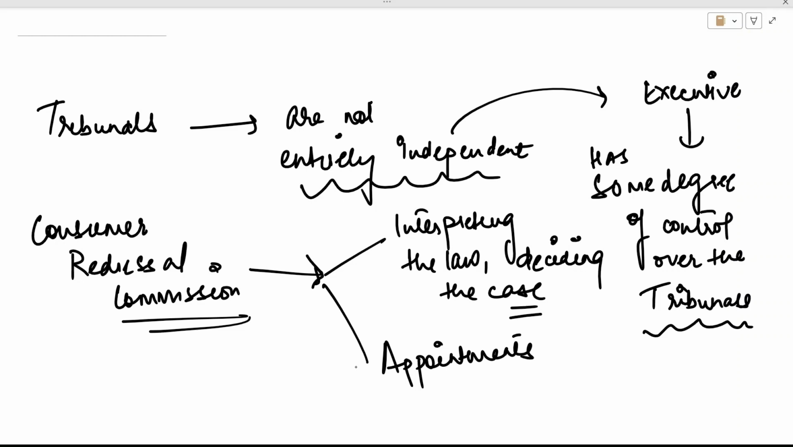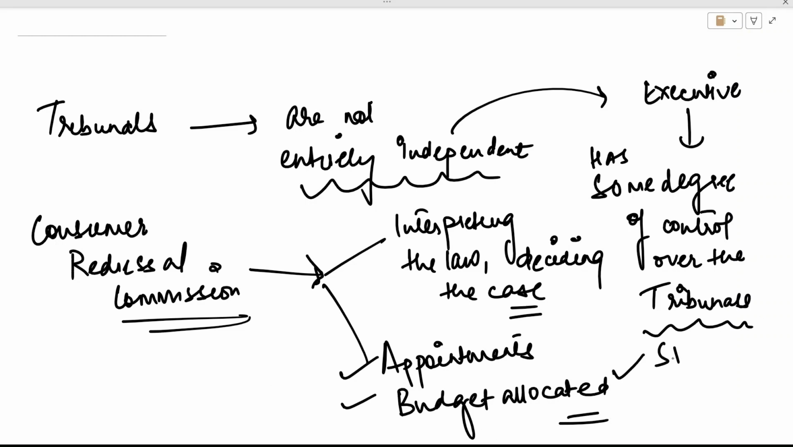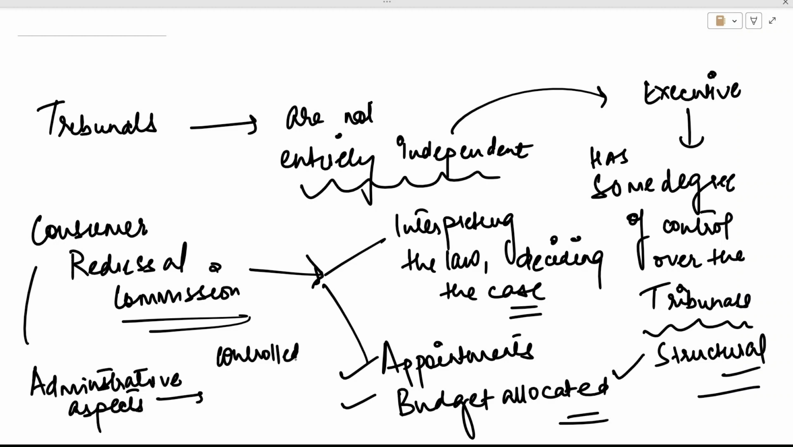But if you were to look at things like appointments in the Consumer Redressal Commission, or if you were to see what will be the budget allocation, how much budget will be allocated to them, they need some money to function, right? So how much budget will be allocated and how will they be spending that? Okay, if you look at structural aspects, for example, where will the principal bench of the Consumer Redressal Commission be? Where will the other benches be? In which cities will it be? How will the structure be? So all of these administrative aspects are controlled by the executive.